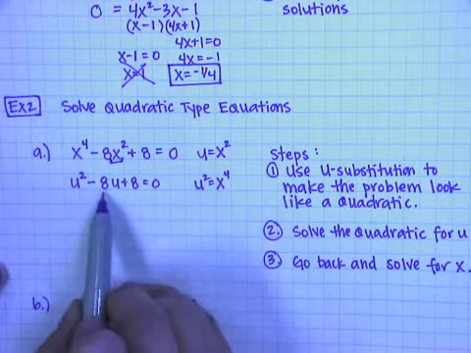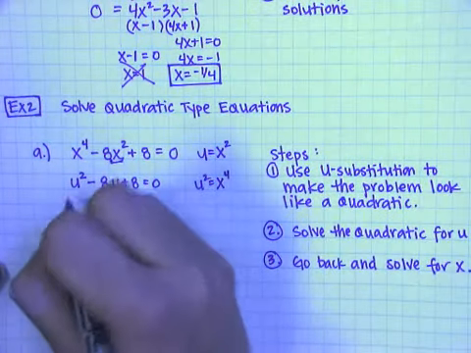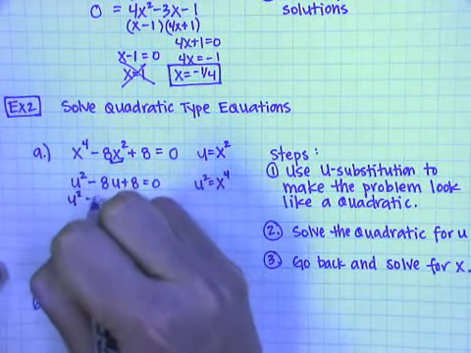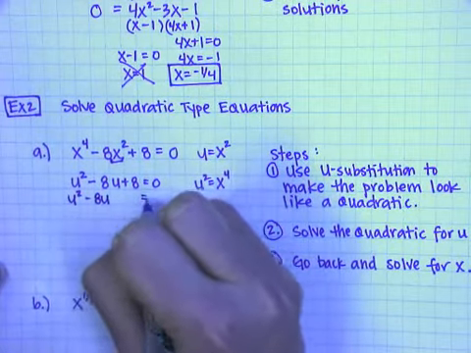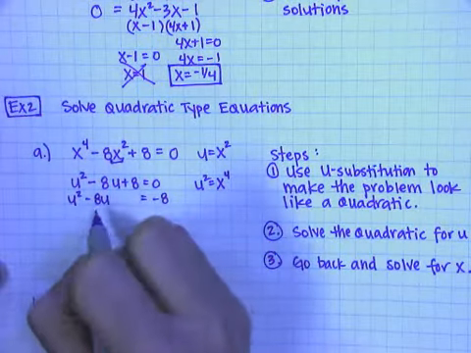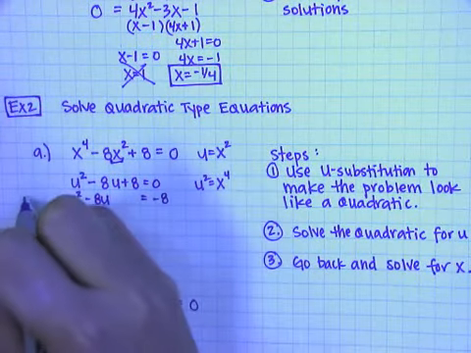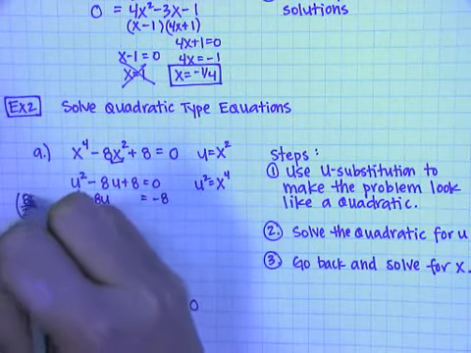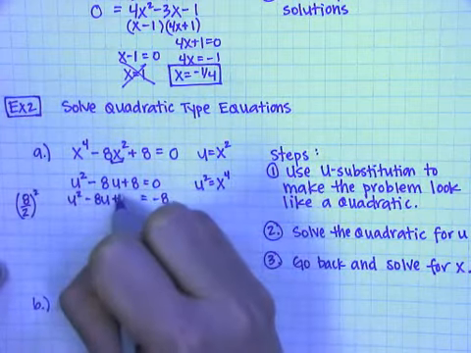Now, since it has a middle term that's even, I'm going to complete the square. So u squared minus 8u equals negative 8. I move the constant term over. And then I'm going to take half of 8. Well, let's see, 8 divided by 2 is 4. And I square it, so I'm going to add 16 to both sides.